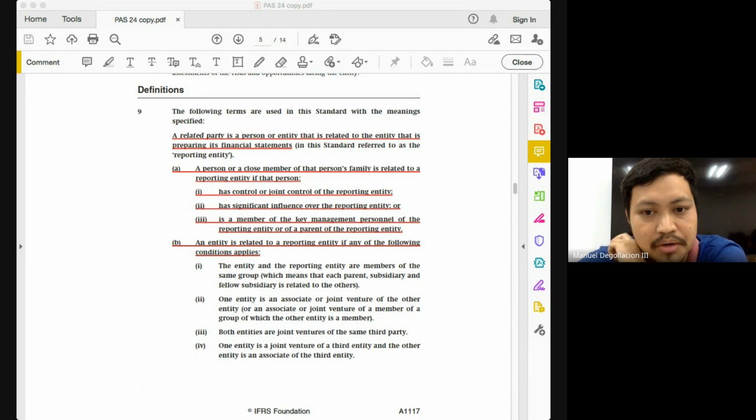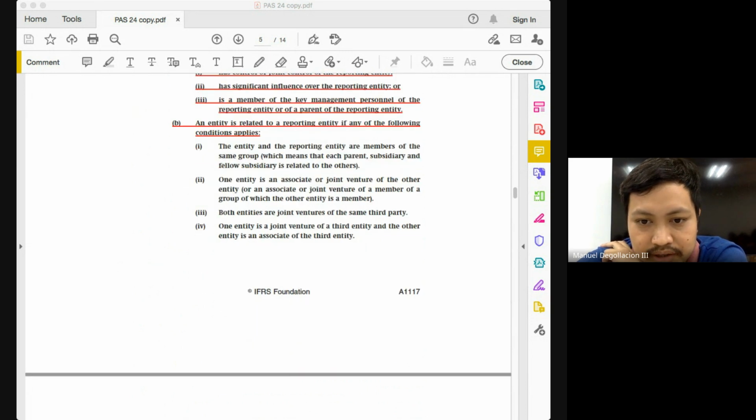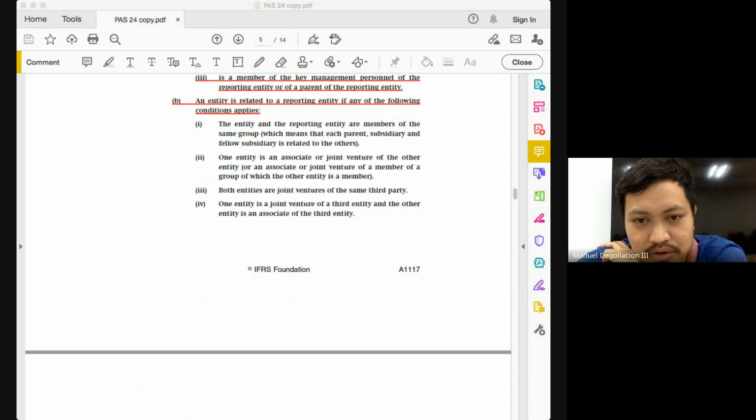An entity is related to a reporting entity if any of the following conditions applies. The entity and the reporting entity are members of the same group. One entity is an associate or joint venture of the other. Both entities are joint ventures of the same third party. One entity is a joint venture with a third party and the other entity is an associate of the third party. Now, again, it would be very difficult to visualize this, class. So at this point, what is expected from you is just to be familiar with this kind of arrangements.